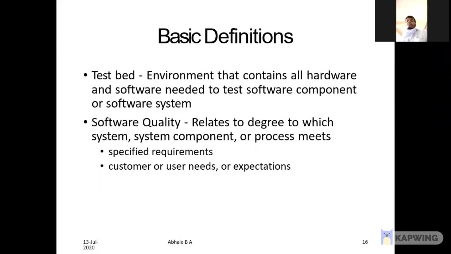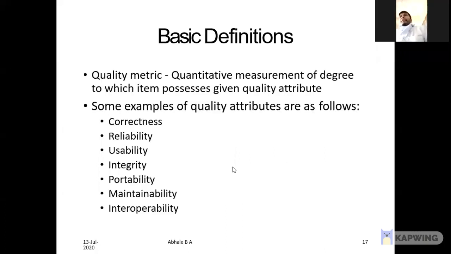Then software quality. So what is quality? We can say it is the best quality software when all the requirements are satisfied, then we can say that the software is of good quality. Software quality relates to the degree to which the system or system components meet all the specified requirements and the customer's expectations, then we can say that the software is good quality software. Then quality metric: it is a quantitative measurement of the degree to which an item possesses given quality attributes. So we are measuring some attributes for the software.